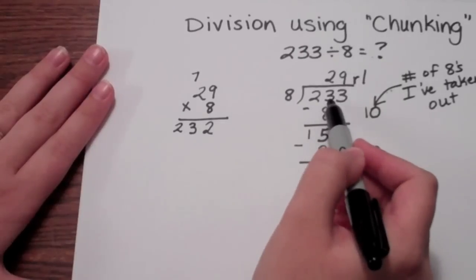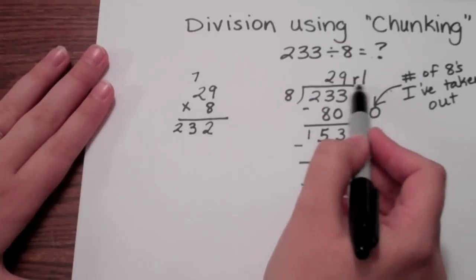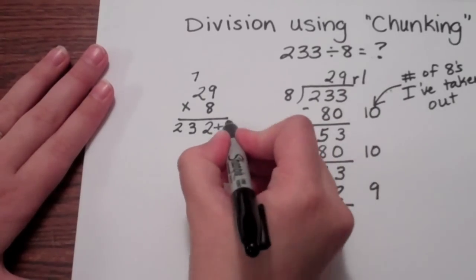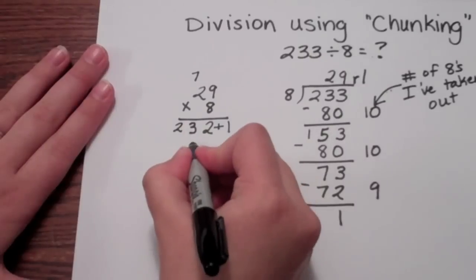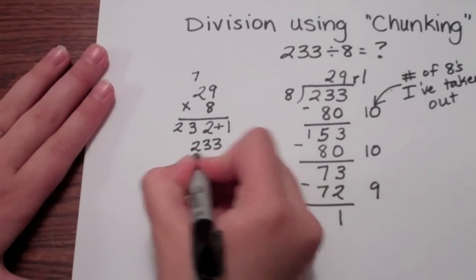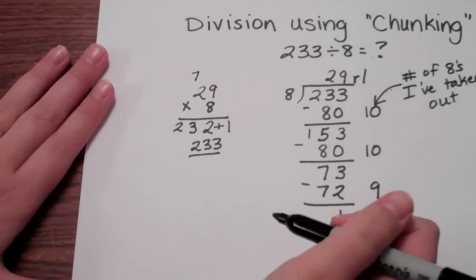But you notice I didn't get my original dividend here because I still need to add on my 1 remainder. If I add on my remainder of 1, I get 233, which is the original dividend that we started out with.